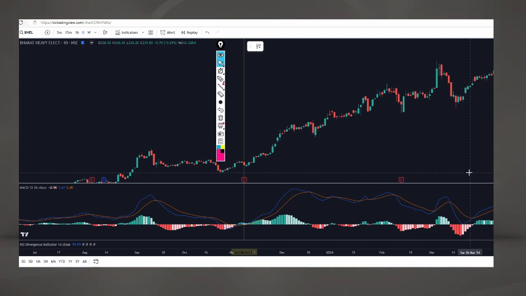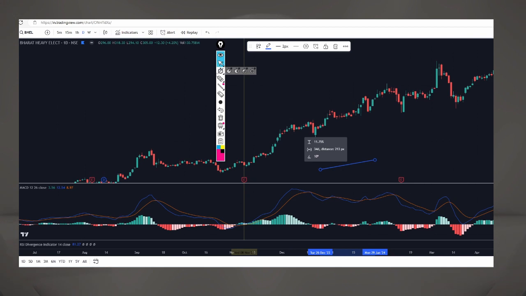Let me give some examples, right? So now this is the chart of BHEL. We all know how BHEL had a phenomenal run. Now what happened at MACD? You can see the crossover happens here. It crosses the zero line. And voila, what do we have?